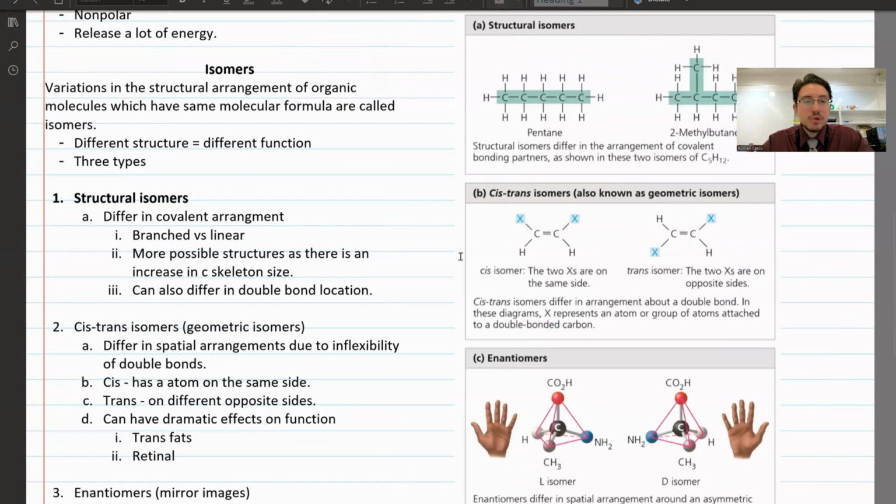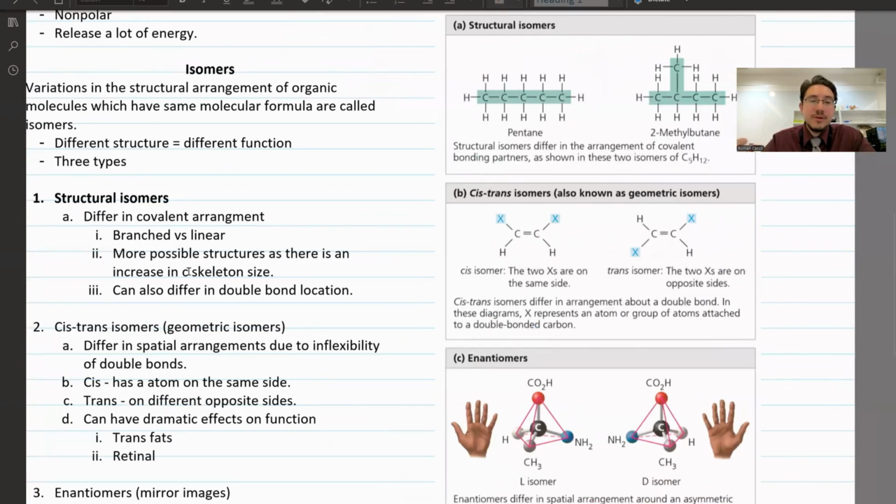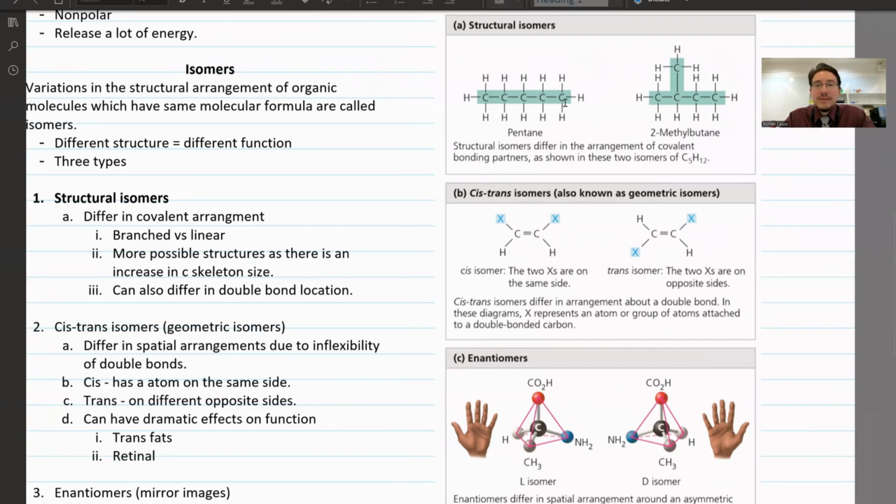So the first one, structural isomers, they differ in covalent arrangement. You have branched versus linear, as you can see here. I'm going to move my little visual video here. Sorry about that. Okay, so here you have just a straight chain, five carbons, pentane. And here you have one, two, three, four, five carbons, also 2-methylbutane. So they're structural isomers.